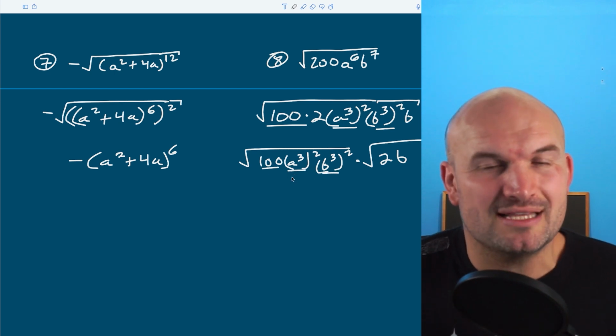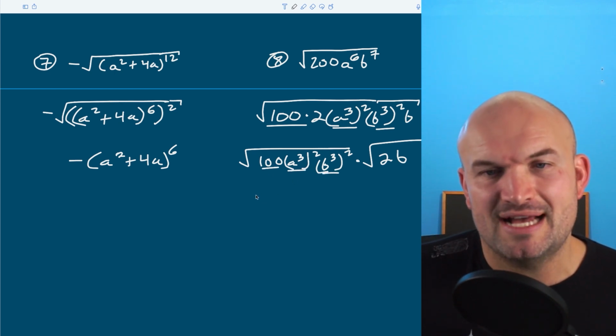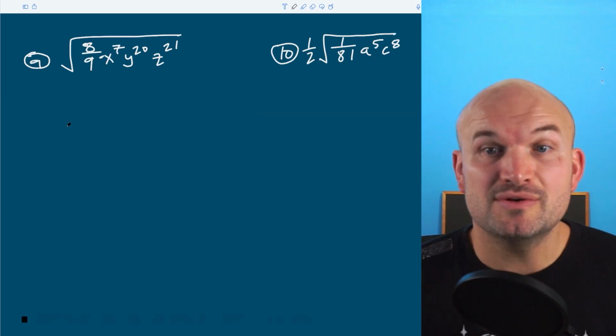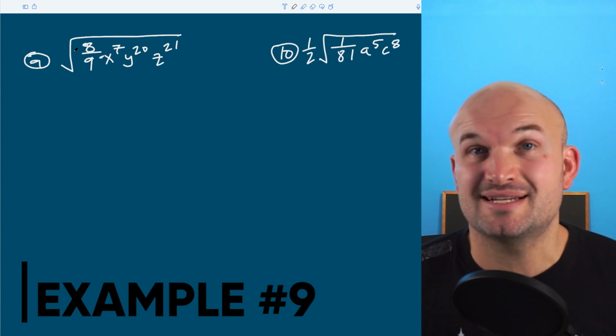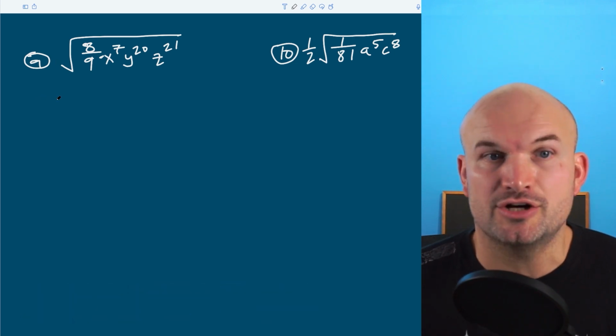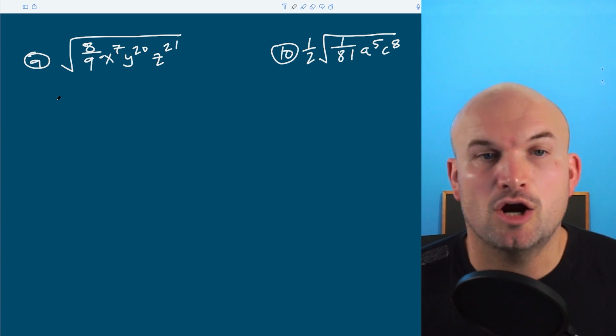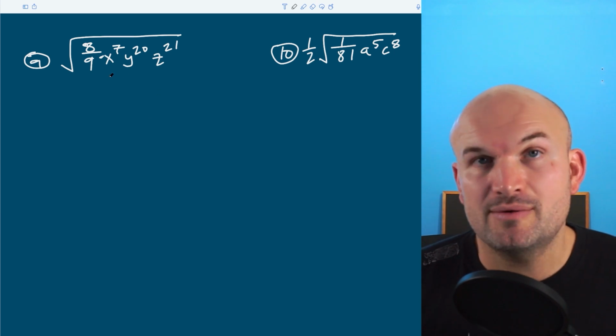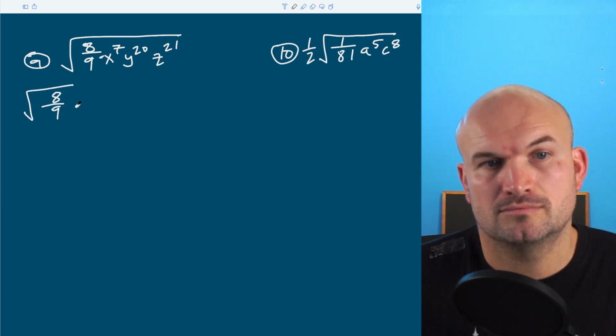And again, you could break them up separately if you want to, but we can just leave it as 10 a cubed b cubed times the square root of 2b. So in these two examples, students usually get mixed up because they see the fractions. But I don't want you to overthink when we have fractions under radical, because just like we can separate our radicand across multiplication, we can also separate it across division. So I can rewrite this problem just like this.